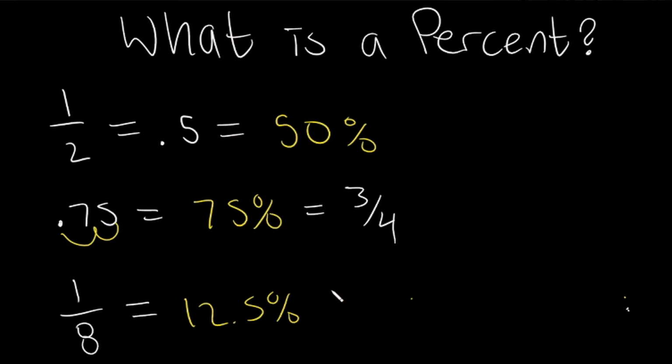Well, we would just divide by 100 and move the decimal point 2 spaces to the left. So 1, 2. So we would have 0.125. And that would be 1/8 as a decimal and as a percentage.